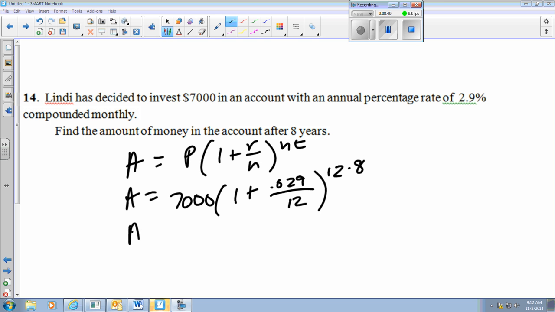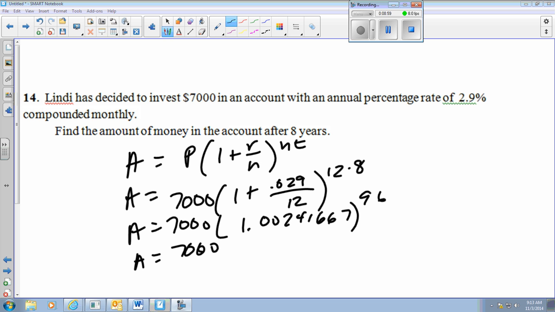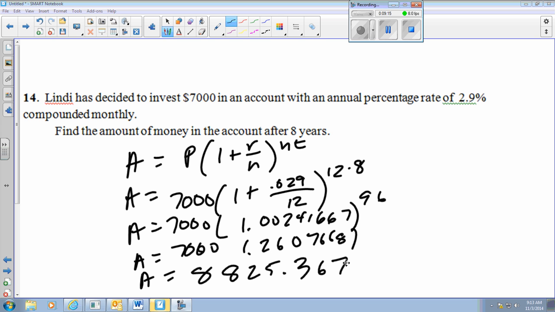Well, let's do some simplifying here. We have 7,000 times the quantity of 0.029 divided by 12 plus 1 gives me 1.002416667. If I take that to the 96th power, I'm going to get 1.26668. And then multiply that by 7,000. I get $8,825.36. We can't have part cents, so we would round that up to 37.